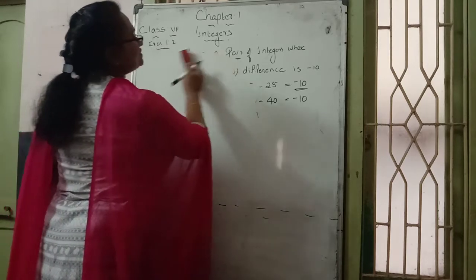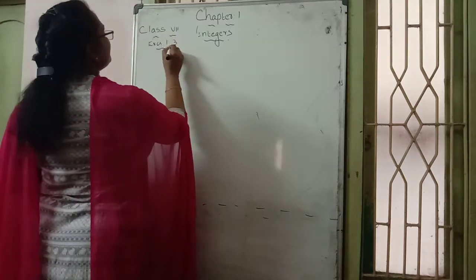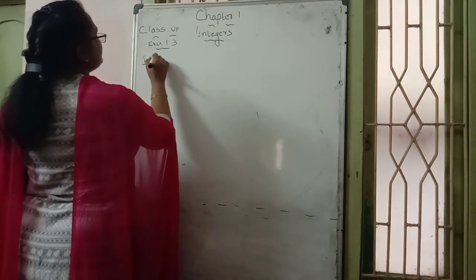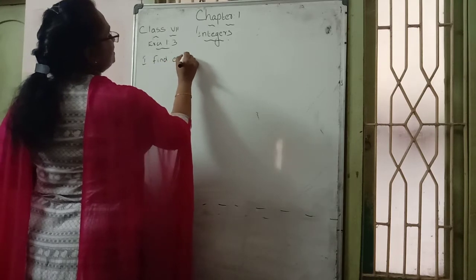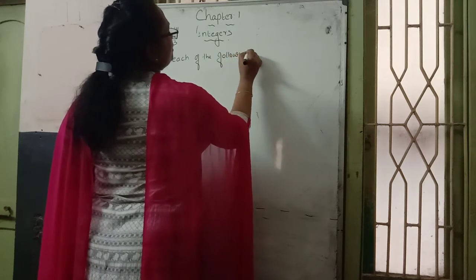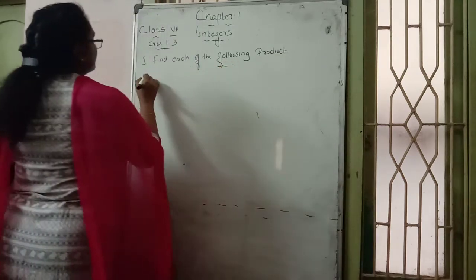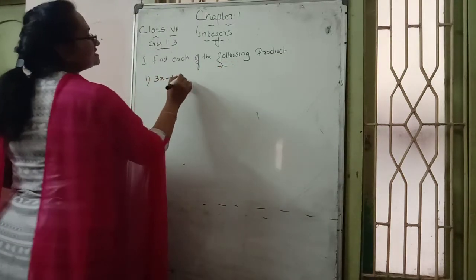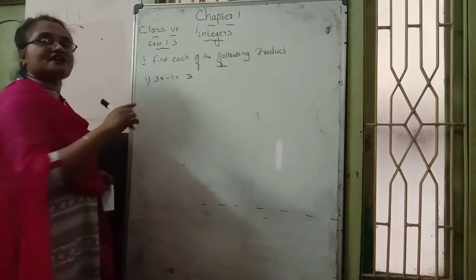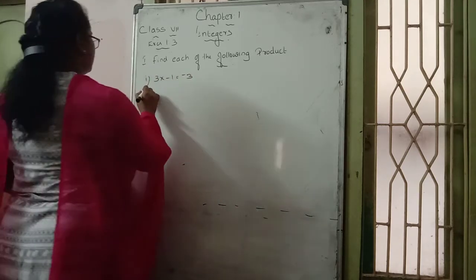Then next question, the multiplication case. Next, exercise 1.3, multiplication case. How to multiply? Find each of the following products, they are asking. How to find? One question: 3 into minus 1. What is the answer? First, numbers multiply. 3 into 1 becomes how much? 3. How many times does the minus symbol repeat? 1 time. That's why, what answer? Minus 3 as the answer.